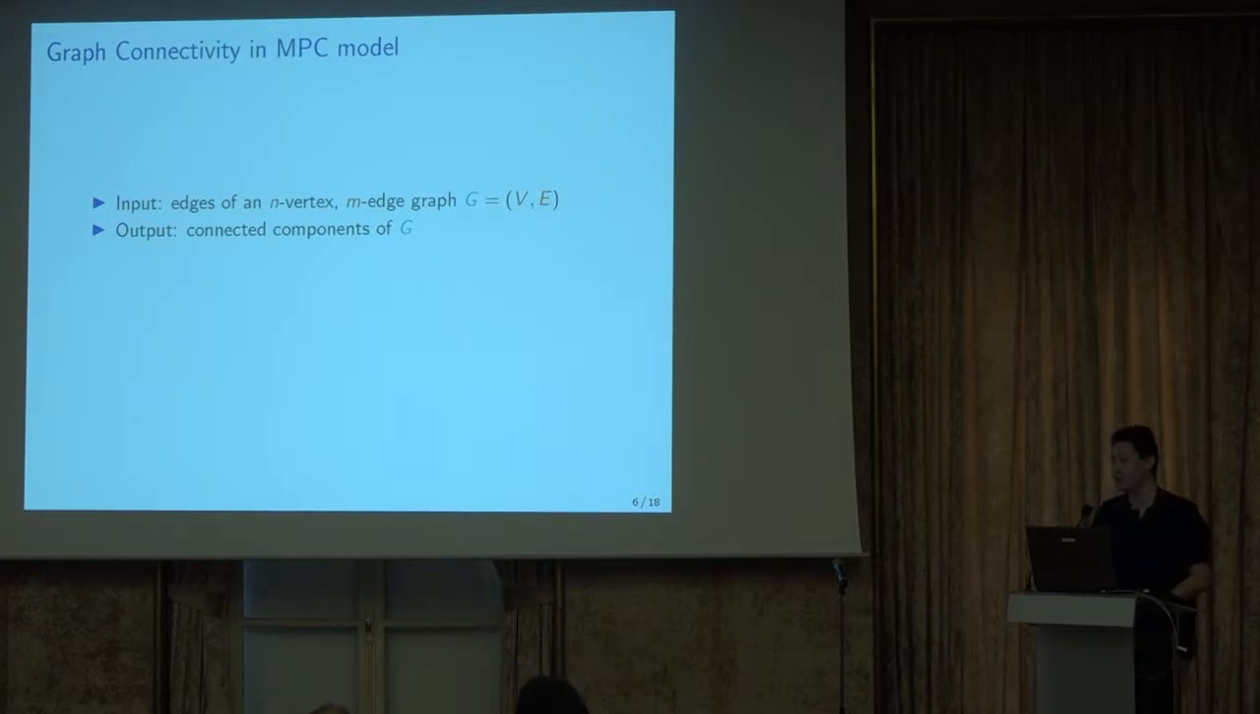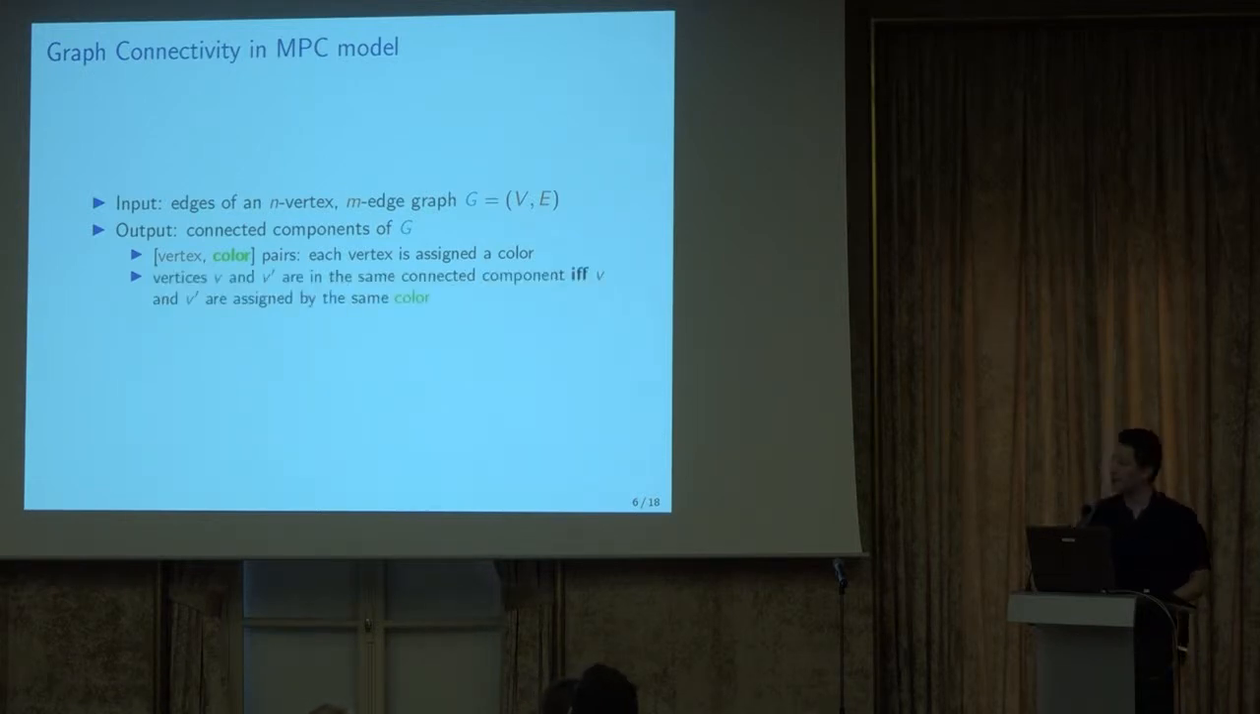So how do we represent the connected components of this graph? We can use n pairs. After the computation, these n pairs can be distributed across arbitrary machines, and each pair is just a vertex-color pair. It means that each vertex is assigned a color. So for any two vertices v and v prime, they are in the same connected component if and only if they are assigned the same color.